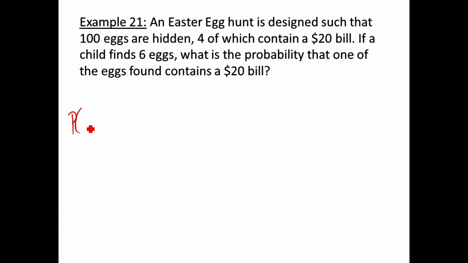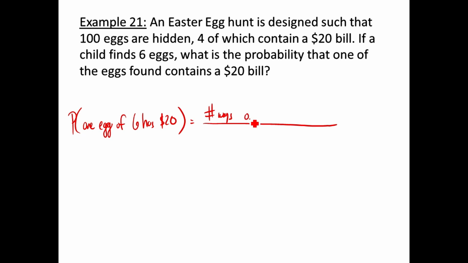This is the probability that one egg of the 6 has $20. So the basic definition of probability says we need to figure out the number of ways you can have one egg of 6 with $20, divided by the number of ways you can find 6 eggs in general.